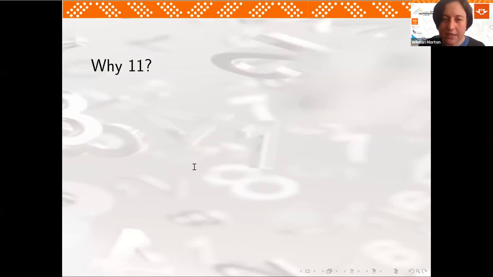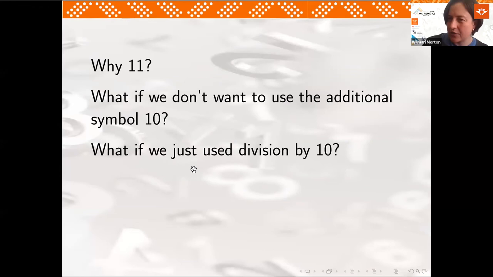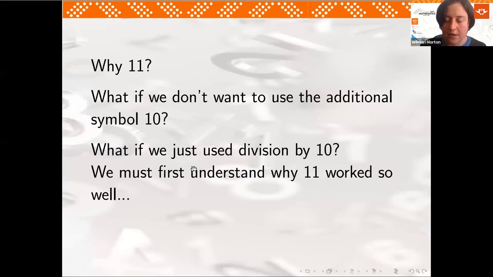So we can ask a couple of questions. Why did they choose to use 11? And what if we don't want to have this additional symbol of X for 10? Because that does complicate matters a bit. And why can't we just go back to that first option that we had where we said division by 10? We still use weights, but we do division by 10. So let's have a look and see why it is that 11 worked so well.